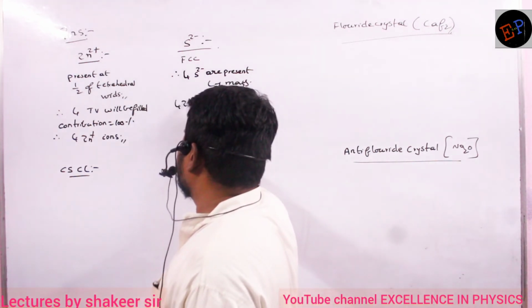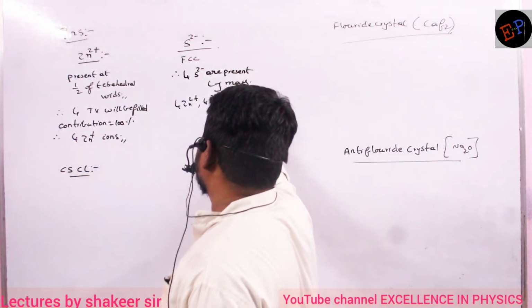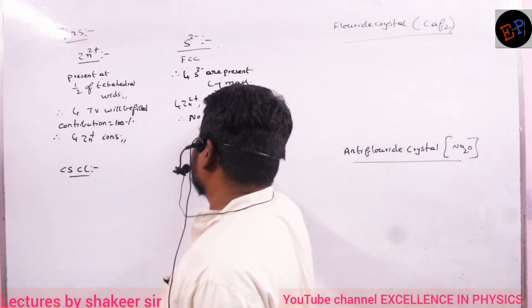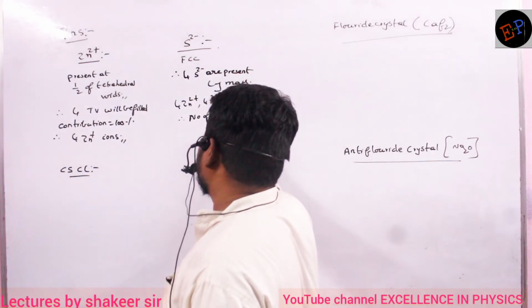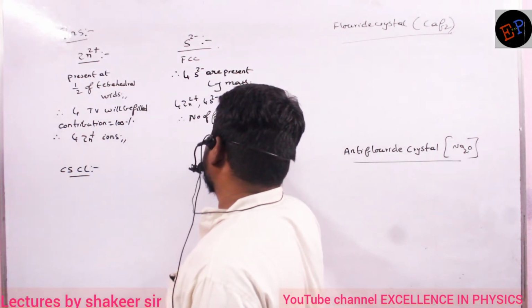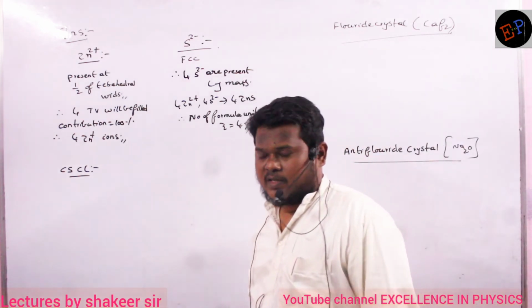So 4 Zn2+ and 4 S2- will give rise to 4 ZnS. Clear? So therefore the number of formula units is represented by Z, and the Z value is equal to 4. Are you able to understand?